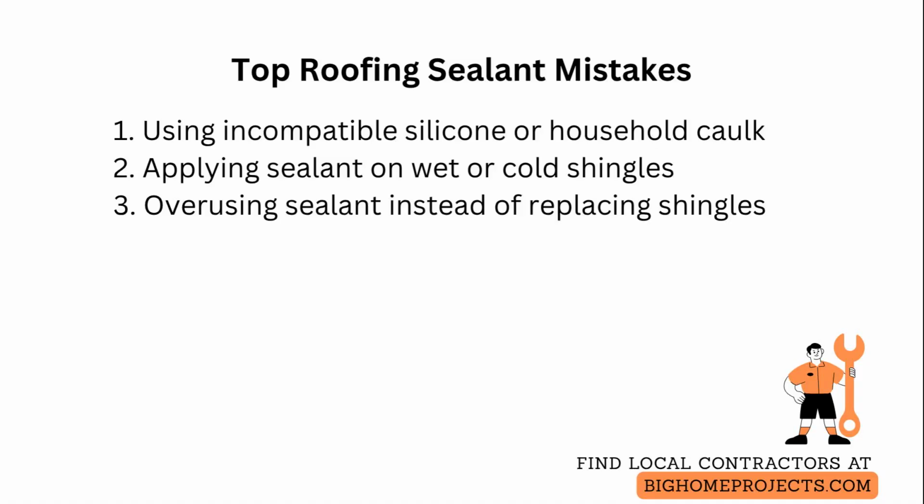The three most common mistakes are using silicone or household caulk that does not adhere to asphalt, which then peels and speeds shingle breakdown, applying sealant on wet or cold shingles, which prevents proper cure and bond, and overusing sealant as a bandage over widespread shingle deterioration rather than replacing damaged shingles.